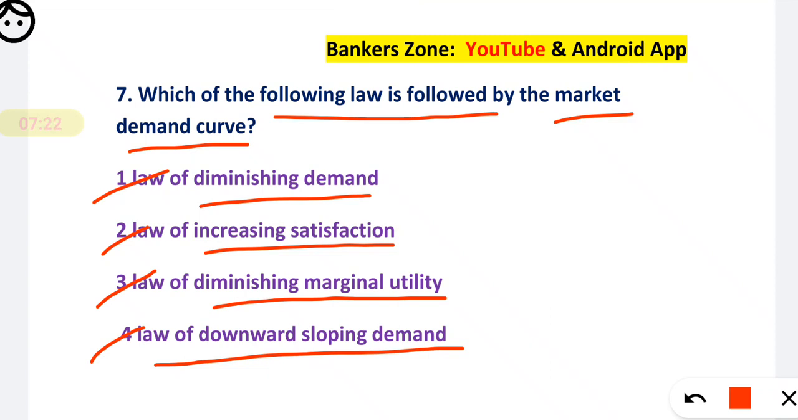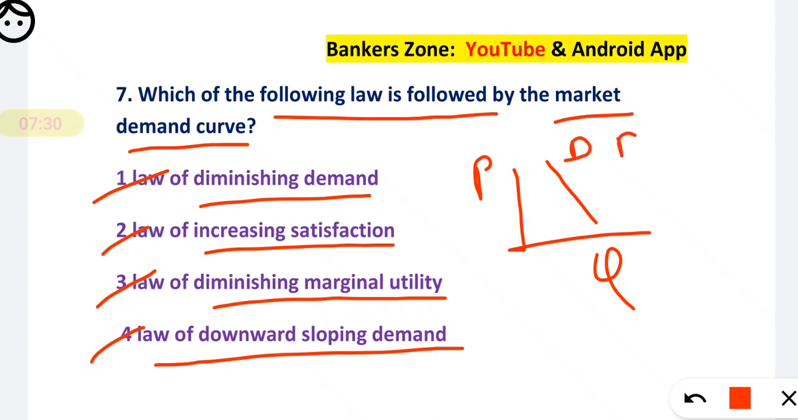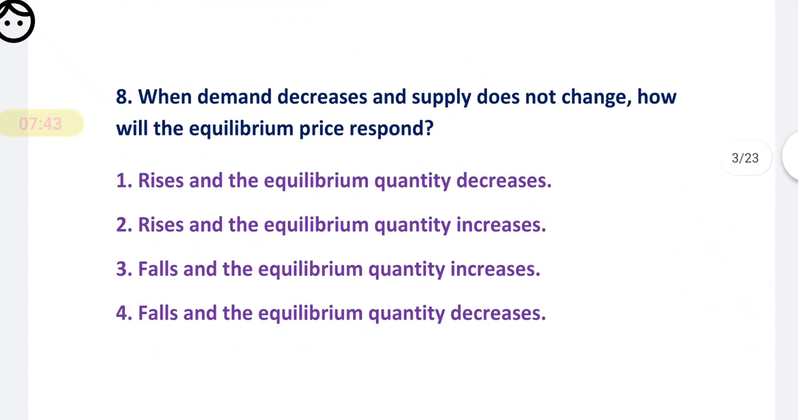So friends, always remember, I have told you this is the demand curve, price versus quantity demanded. This is downward sloping, D for demand, D for downward. So always remember, the demand curve is always downward sloping. So the fourth option is the correct answer. Now question number 8 we are going to discuss.